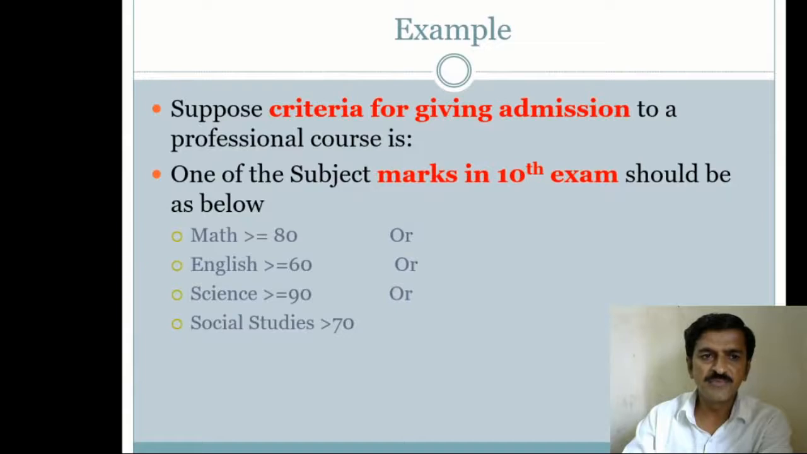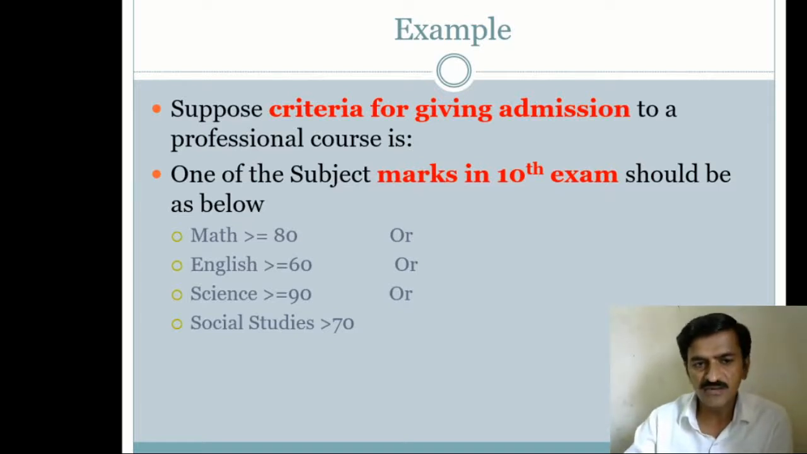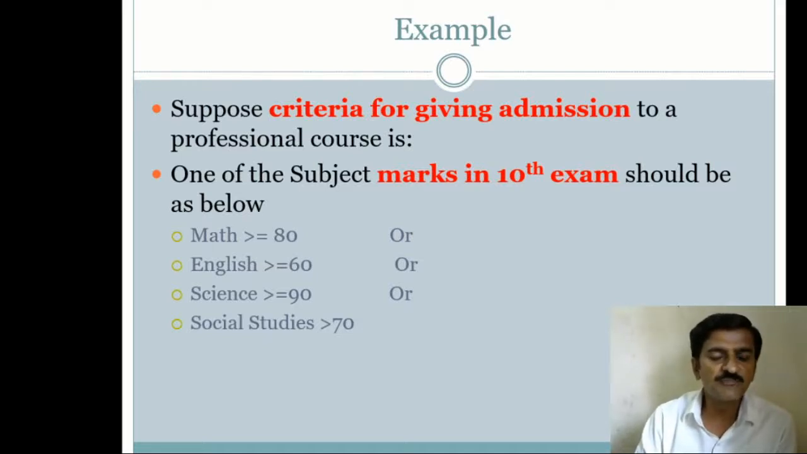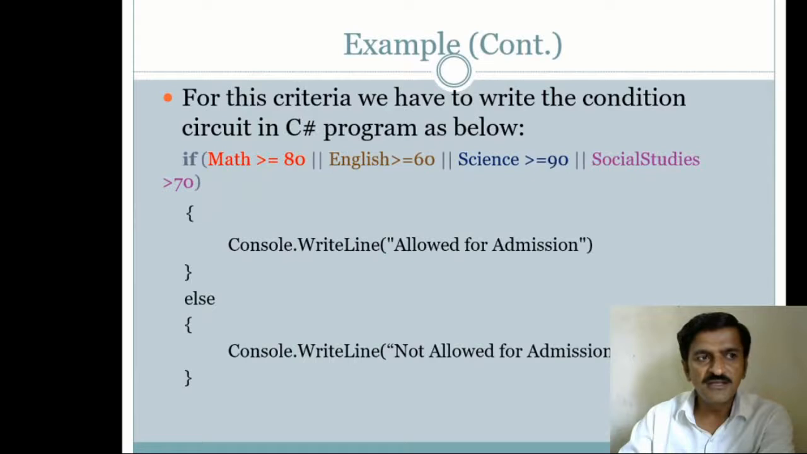Let's illustrate with an example. Suppose the criteria for giving admission to a professional course is as below. For giving admission to that professional course, one of the subject marks should be greater than what is mentioned here. Either math marks should be greater than 80, or English marks greater than 60, or science marks greater than or equal to 90, or social studies marks greater than 70. This is the criteria for giving admission to the professional course. One of the conditions should be met by that particular student. Let's illustrate with this example.